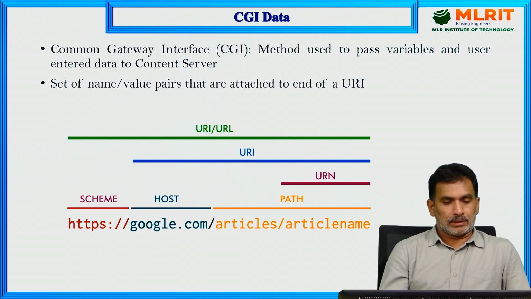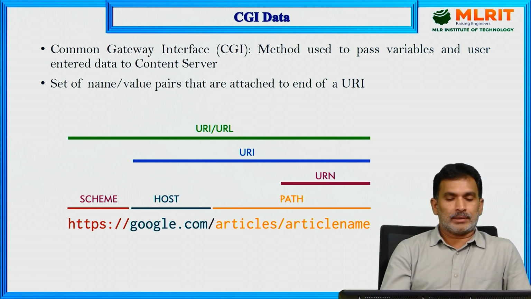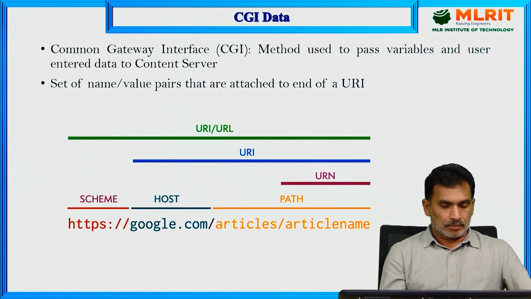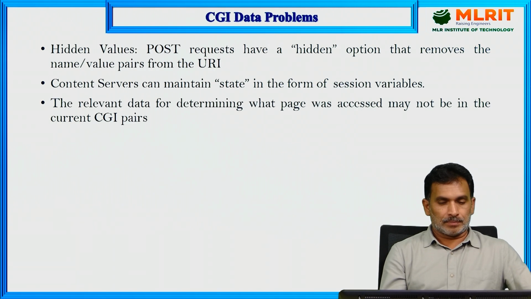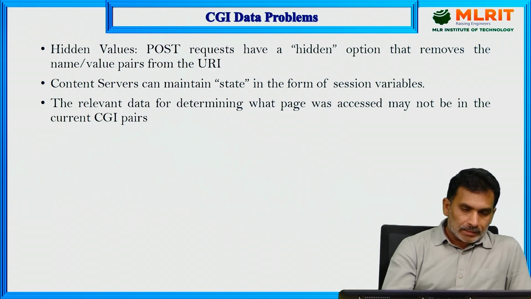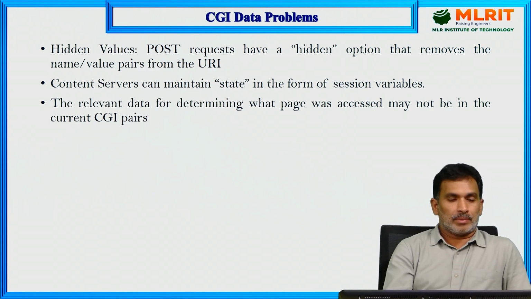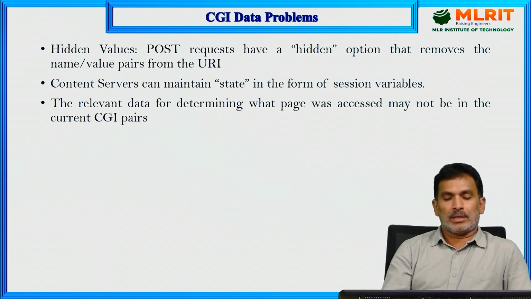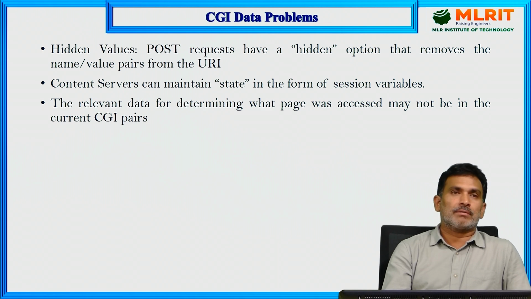So here is the state of the name or the value pair that is attached to the end of this URI. So you can see what URI and URL are, etc., from this diagram. Next, what are the CGI data problems, common gateway interface problems? Mainly the hidden values. The POST request can have a hidden option that removes the name or value pair from the URI.